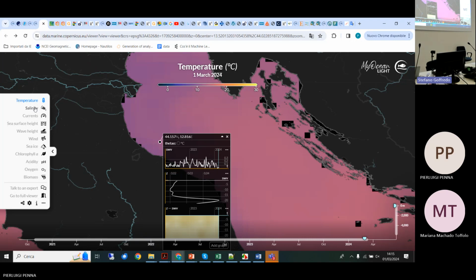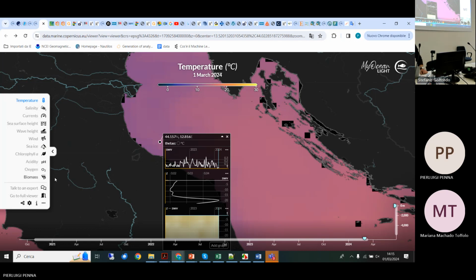So here is the puzzle: in situ, satellite, model. Okay, we have the forecast, but also a historical data series that you can use for your biological study or whatever you want, or to characterize the environment that you are studying in a research project. It's quite easy to use. This is the light form of My Ocean.